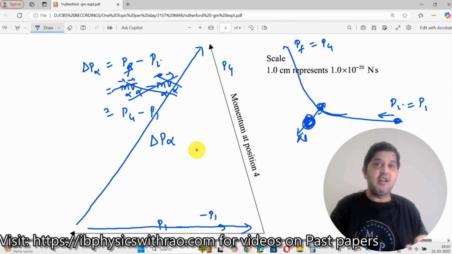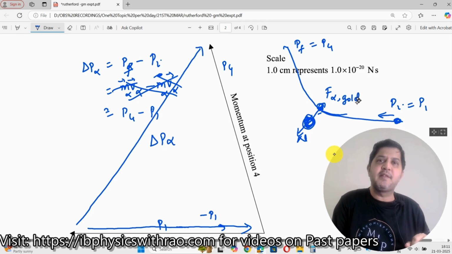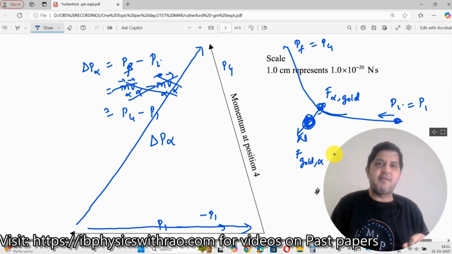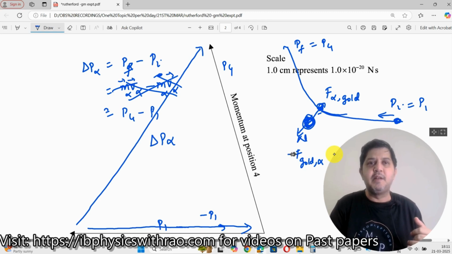If that is the case, according to Newton's third law of motion, the force that you get here, let me call this F alpha particle due to the gold nucleus, and this one is F gold nucleus due to the alpha particle. These are equal and opposite. Why equal and opposite? Because of Newton's third law, right? Newton's third law tells you that the action and reaction should be equal and opposite. So they should be equal and opposite, which means what? If I take one of them to be positive, this should be negative over here.